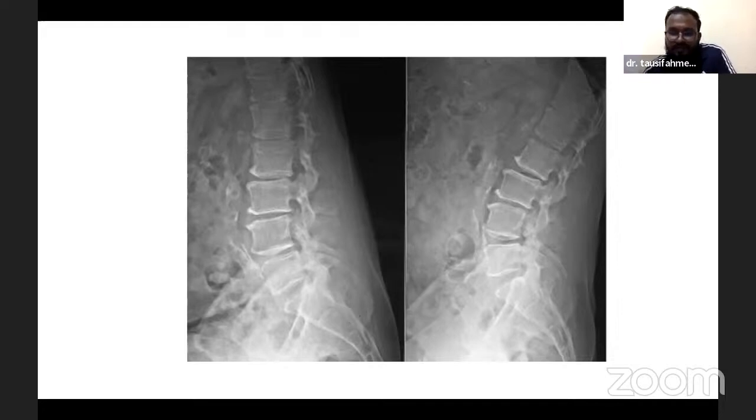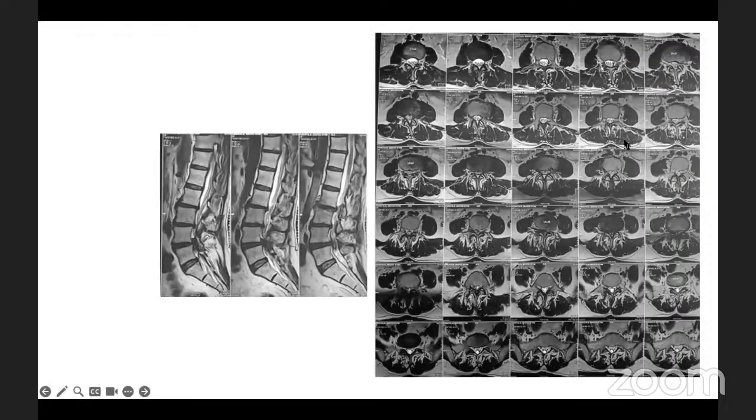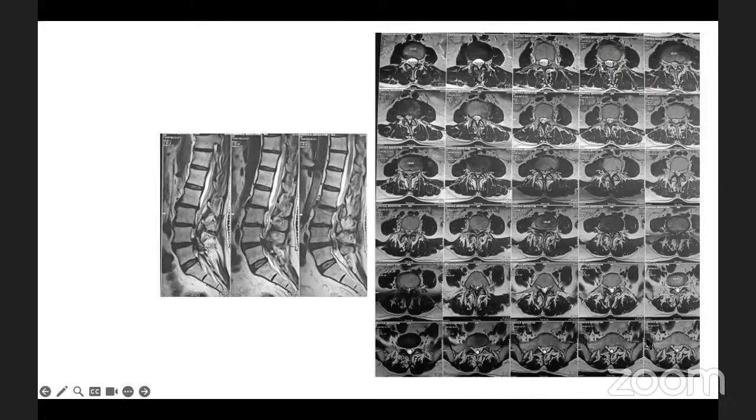Dr. Venkatesh, this is the MRI picture for you. Can you comment on the MRI? Dr. Venkatesh, are you here? Stenosis at L4-5. There is other minimal stenosis seen on the above two levels, but I think the main culprit here should be L4-5.